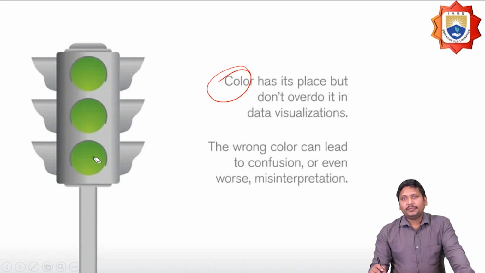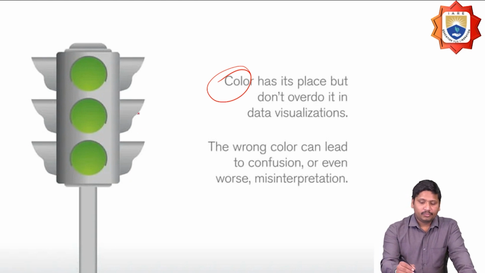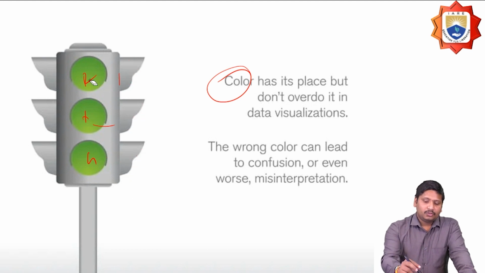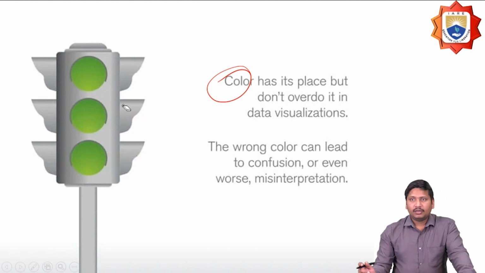Normally in traffic signals it is always red, yellow, and green. If instead of red I use pink, and use some other blue and a light green, what will happen is that it becomes misleading. Similarly, while presenting data, color plays an important role, but overdoing it in data visualization is not preferable. The wrong color also leads to confusion, or even worse, misinterpretation.